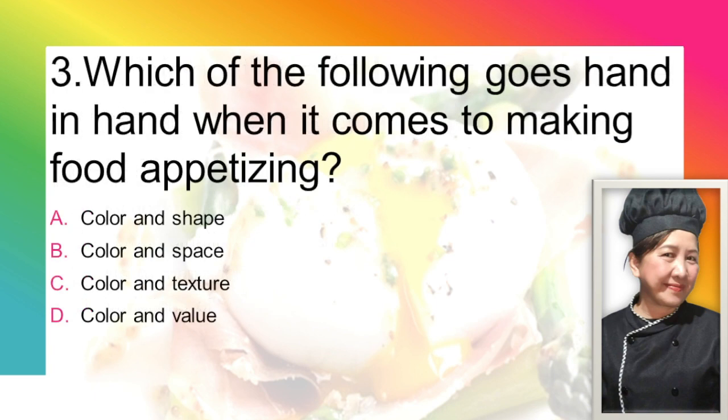Number 3. Which of the following goes hand in hand when it comes to making food appetizing? Letter A. Color and shape. Letter B. Color and space. Letter C. Color and texture. Letter D. Color and value.